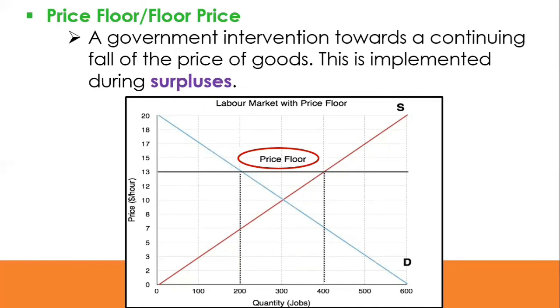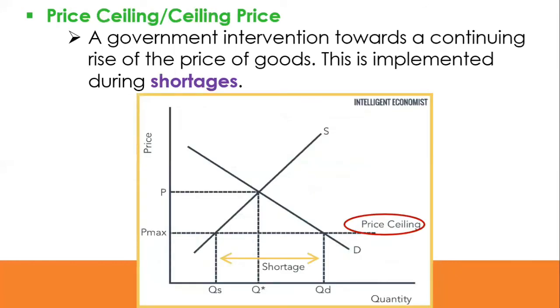And if we say price ceiling or ceiling price, this is a government intervention towards a continuing rise of the price of goods. And this is implemented during shortages. And as you can notice, your price ceiling in the figure is located just below your equilibrium price.